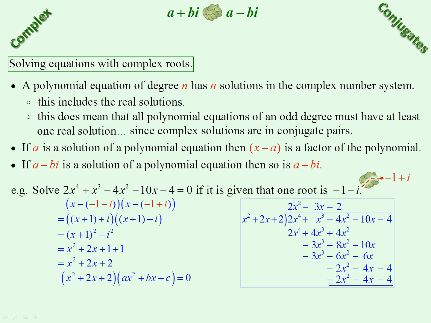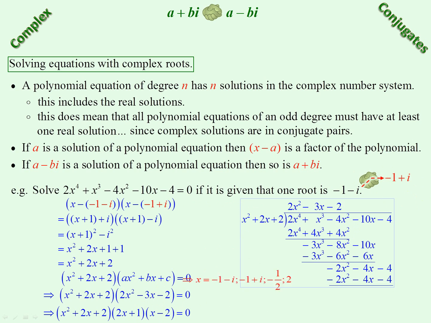Which means, therefore, that when we have that, we've ended up with that. So now all we have to do is solve that. We have the solutions to that, and this factorizes to there. So we now know our three solutions. That, and the 2 from that bracket.